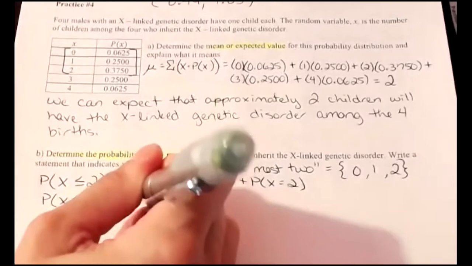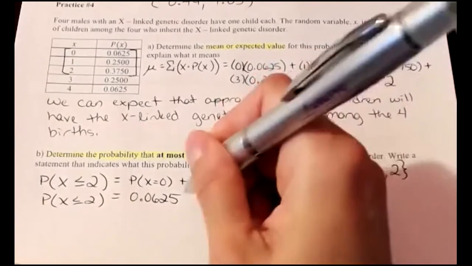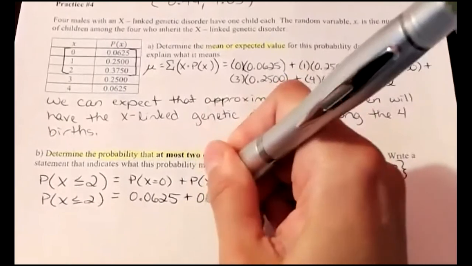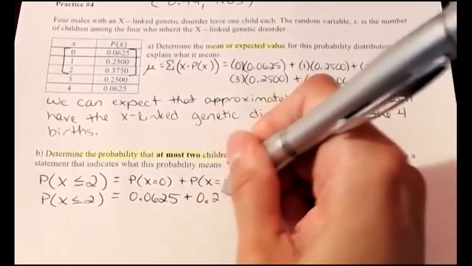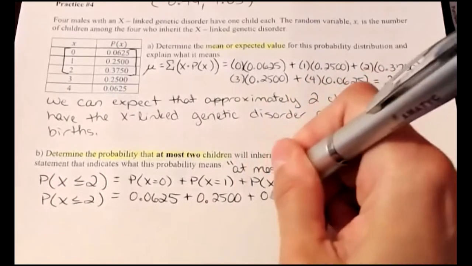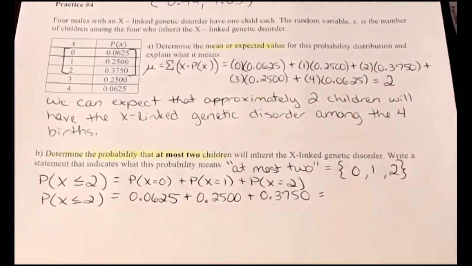So the probability that at most 2 children will inherit the X-linked genetic disorder, we're going to take that 0.0625. Notice I'm not multiplying it by anything this time. I just want to add up probabilities. I'm not finding the expected value. We add the probability that there's only 1 child, that's 0.2500, and the probability that there are 2 children with the gene, 0.3750. Go ahead and add those 3 values up and share that with the group when you have your result.